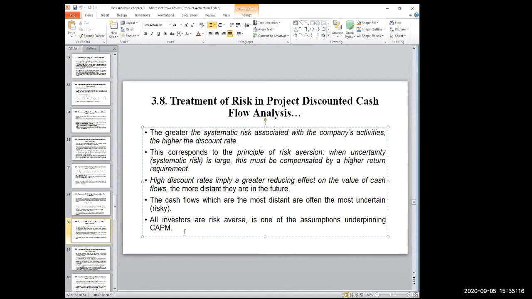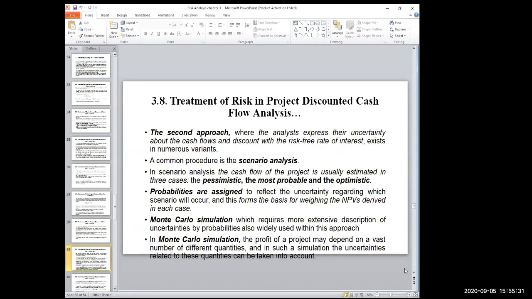All investors are risk averse is one of the assumptions underlying the capital asset pricing model. The capital asset pricing model assumes investors are risk averse, right? Risk averse means they demand higher return, right? They demand return. So in order to save time we should be fast.